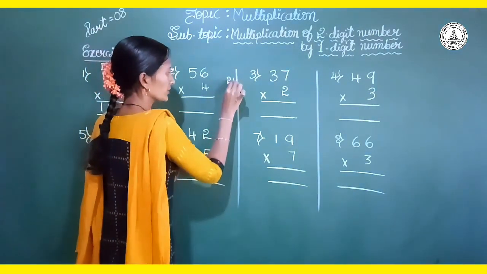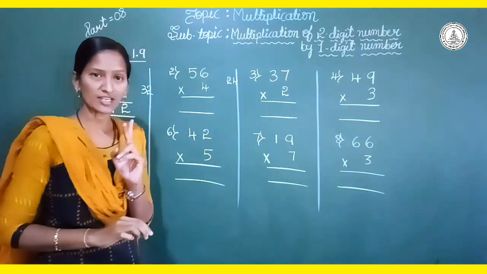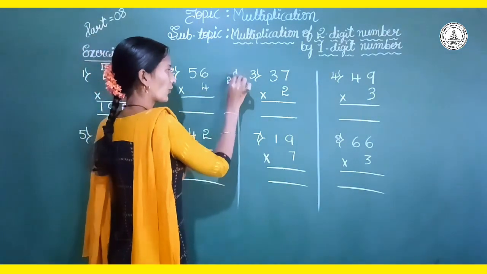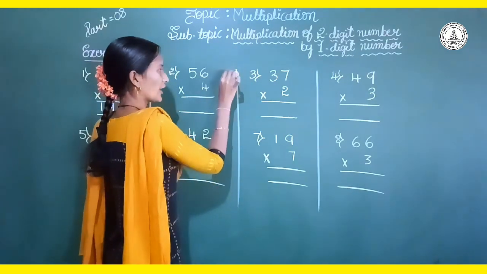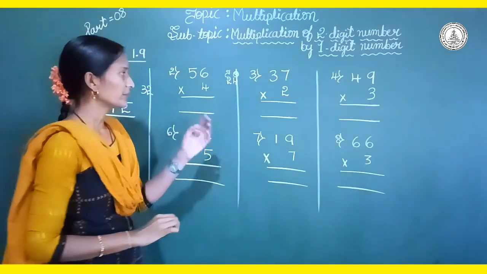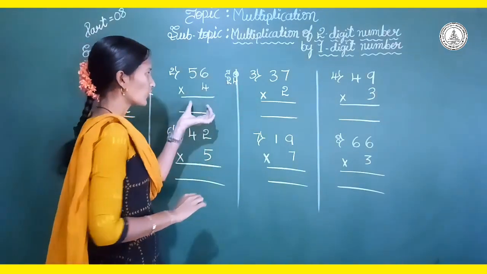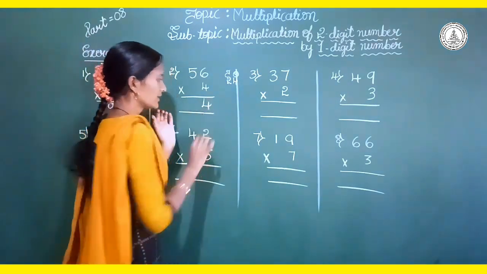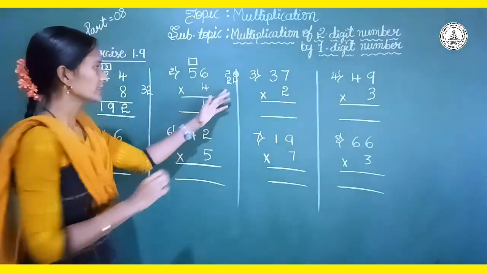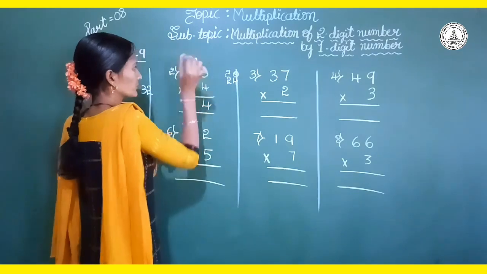Right? This 24 is a two-digit number. This 4 is in the place of ones and 2 is in the place of tens. Now I am writing this 4 under the column of ones. Next, I am giving carry 2 to the tens column.